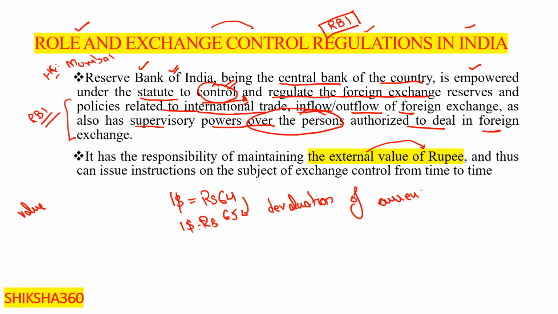What is the meaning of devaluation? Earlier, for 64 rupees we could purchase one thing. Now we have to pay one more rupee. So that leads to the devaluation of the currency.